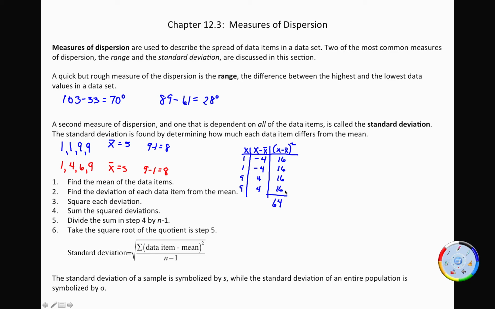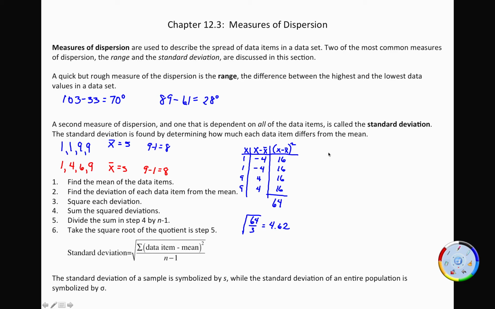But remember, I've kind of mixed it up a little bit by squaring everything. So divide by n minus 1. So I'm going to take 64 divided by 3. And the square root of that is, let's see, 4.62 about, rounded to the hundredths place. 4.62.